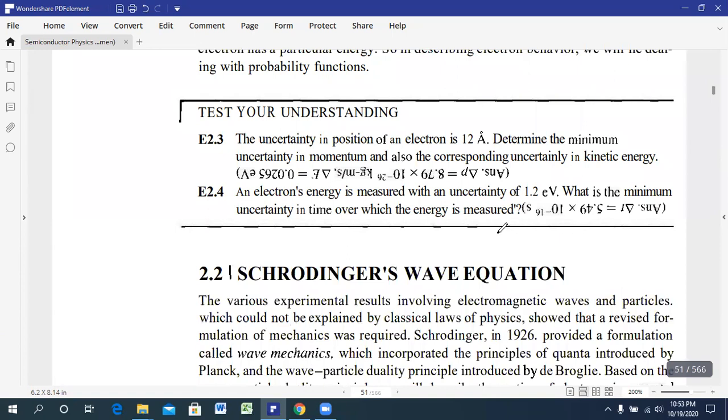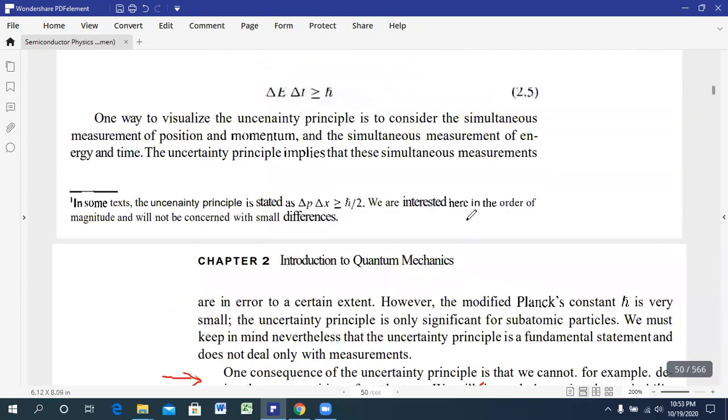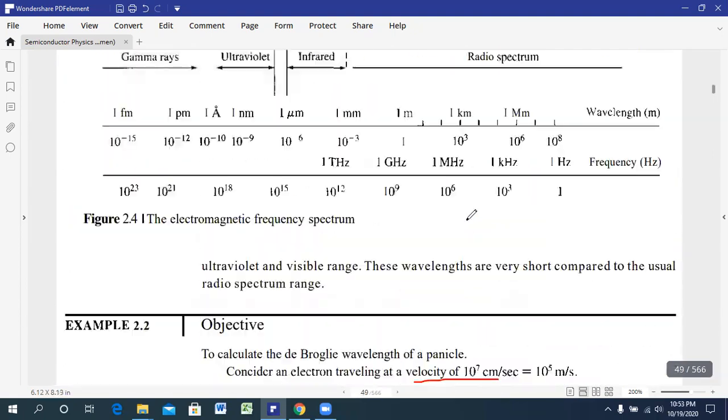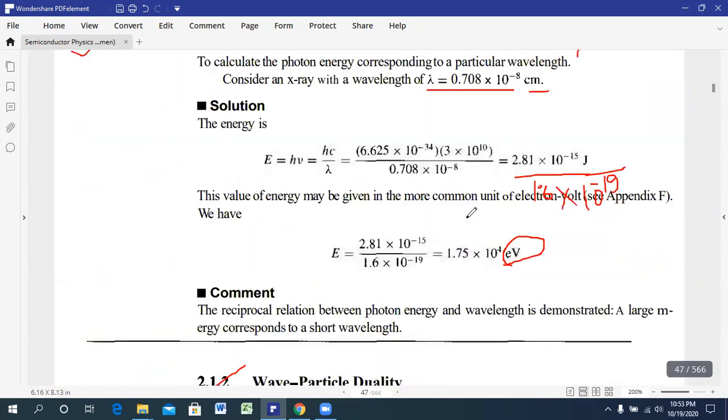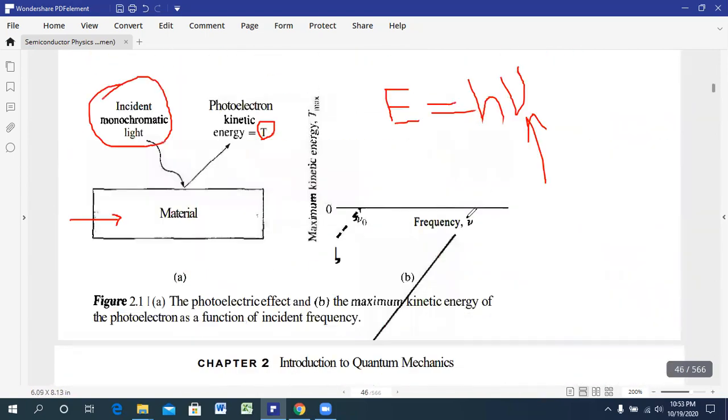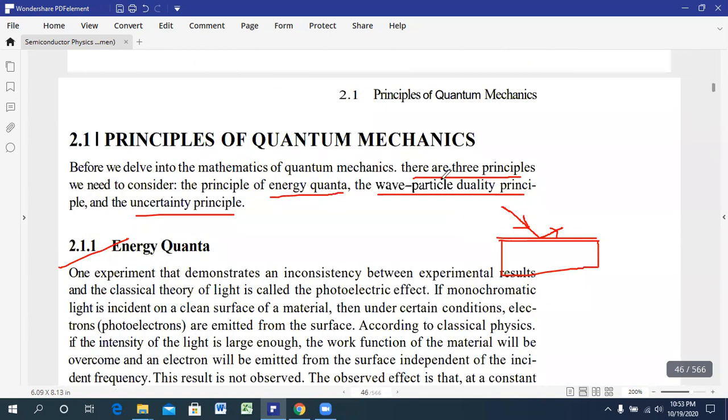This will be the end of the three postulates. Let us recap. In this article 2.1, what did we learn? In this chapter there are three principles. Before going into the details of quantum mechanics, we need to know three principles. The first principle is energy quanta. Next is the wave-particle duality principle, and the last one is the uncertainty principle. These are the three postulates.